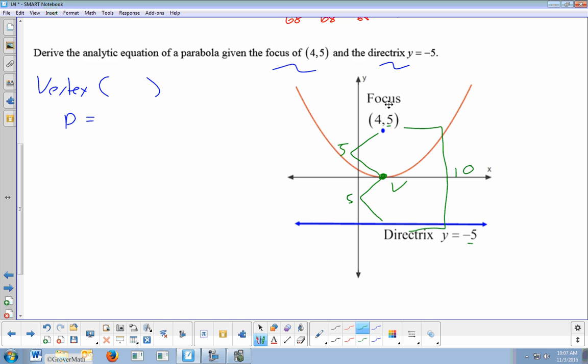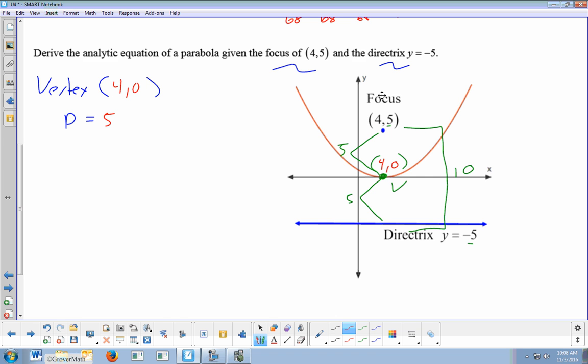So that means that the vertex is 5 below the focus, 5 above the directrix, and it has the same x value as the focus because it's on the same axis of symmetry. So that would be the point 4, 0. So same x value, but 5 below it. So we got a p-value of 5 and a vertex of 4, 0.